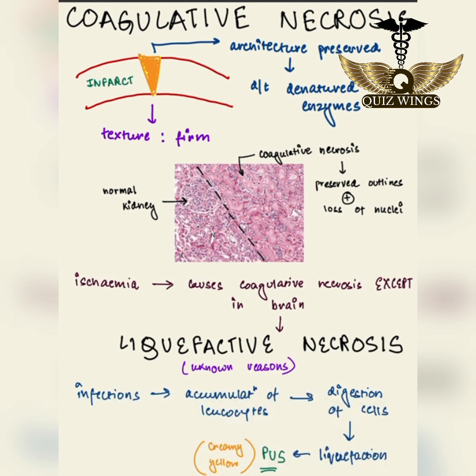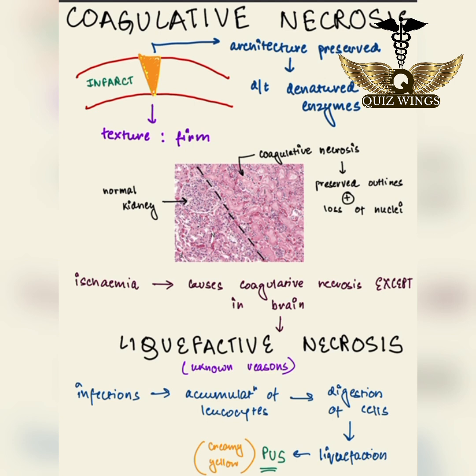Now a localized area of necrosis, as you can see in this diagram, this wedge-shaped area of necrosis, is called an infarct, right? So this is a picture from Robbins, and over here you can see the normal kidney on the left hand side and the necrosed kidney on the right hand side. If you see closely, the outlines of the cells are preserved, but there are no nuclei in those cells, and there is inflammation between the cells. So that is the typical picture of coagulative necrosis.